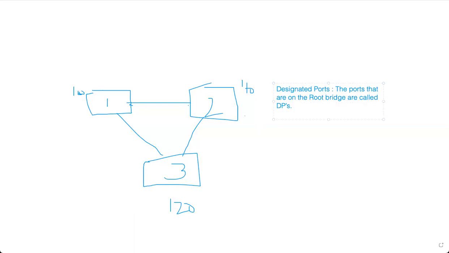What is the port that is closest to the root bridge? So in this case, what are the ports that are close to the root bridge, guys? The ports that are close to the root bridge are this port, because this one is closest to the root bridge. This is the root bridge. And this port is closest to the root bridge. So these ports are called root ports. The ports which are closest to the root bridge are called root ports.